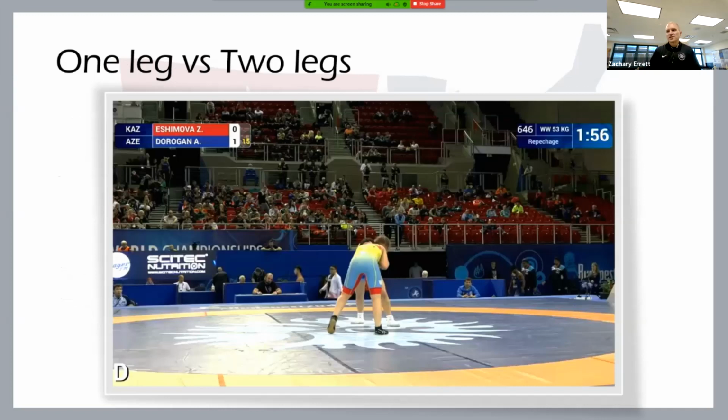All right, first situation here is the one leg versus two legs. So let's watch this action and we'll take a look at scoring wise.